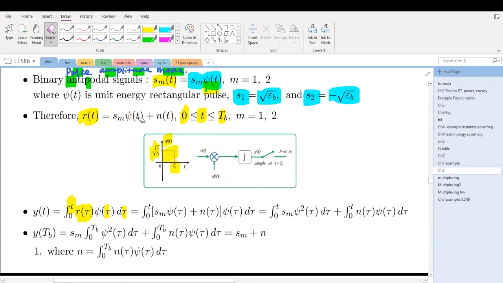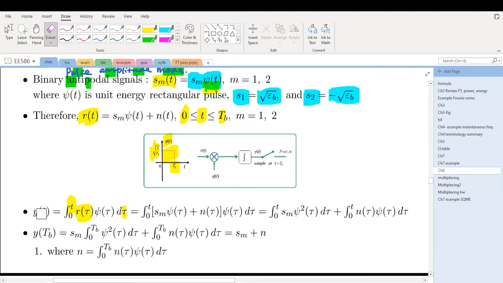Here t is replaced by tau, and n(t) becomes n(tau), and psi(tau) is here. Do the multiplication term by term. So therefore, this is Sm psi squared(tau), plus this n(tau) and psi(tau), and you do the integral. Next, let's look at the value at Tb, the output. Next, I do the integral. I obtain the value at Tb for y(t).